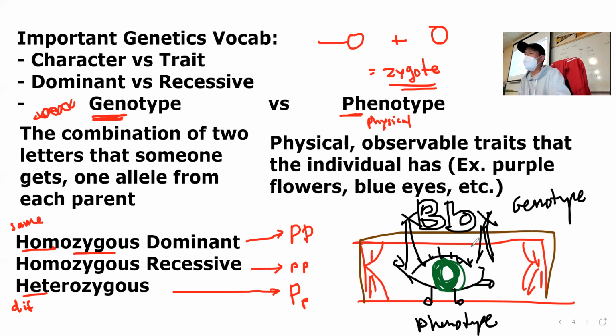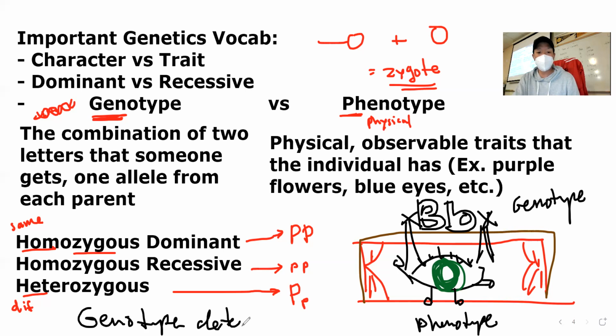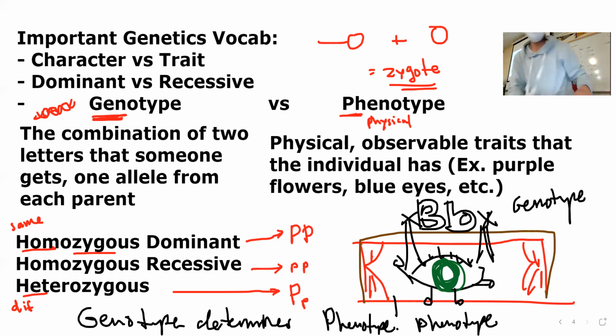If you want, you can quickly draw this picture of the little puppet show if it helps remind you of what's going on there. But more importantly, if you don't draw it, I want you to write this: Genotype determines your phenotype. Always. Not the other way around.